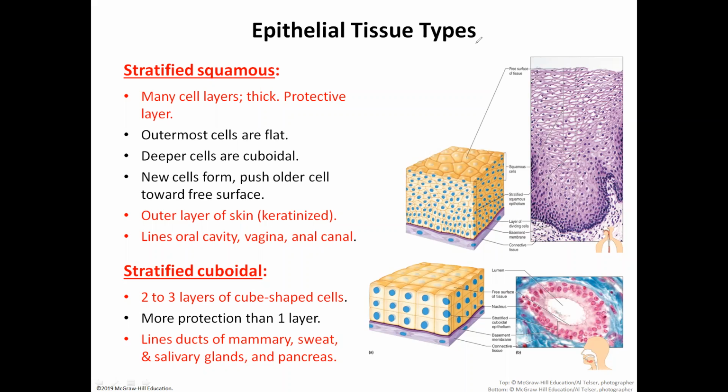In stratified cuboidal, more than likely, you're not going to see more than 2 or 3 layers versus with stratified squamous. If you see all these layers, it's pretty intense and it gives you that very clear, okay, this is what it looks like. Versus with stratified cuboidal, you're not seeing more than 2 or 3 layers. And again, they're going to be that square shape or cube-like shape. It's going to have a little bit more protection than just one layer. So this tends to help line ducts as well as some of our glands.